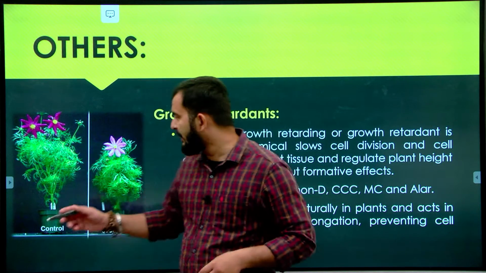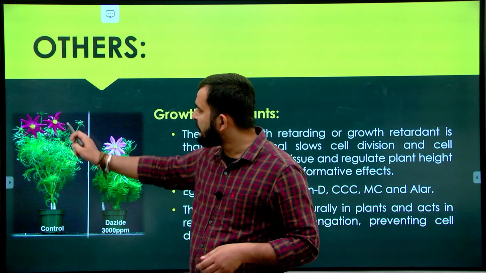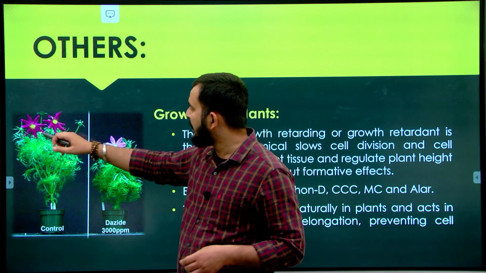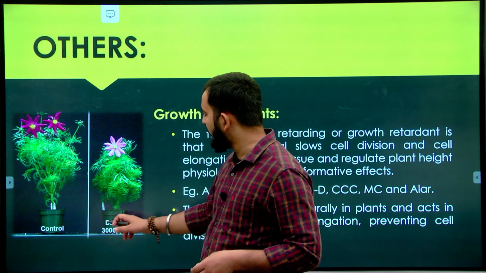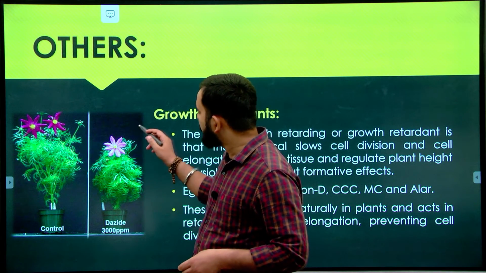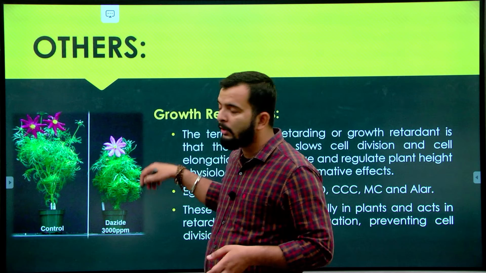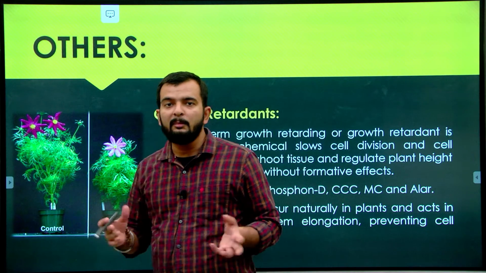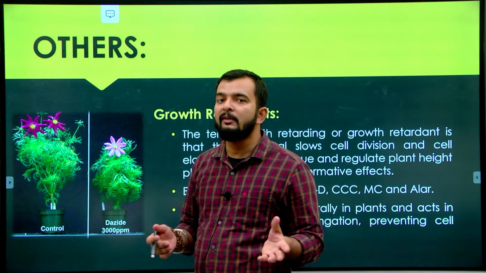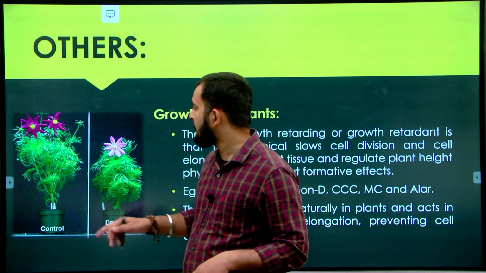Just an example here. This is the untreated sample, where the plant has grown to a very good height, but after application of a plant retardant, one example being dicite, the plant will be retarded and the growth will not occur so much. Flowering will also be affected, and it will not be as pronounced, right.